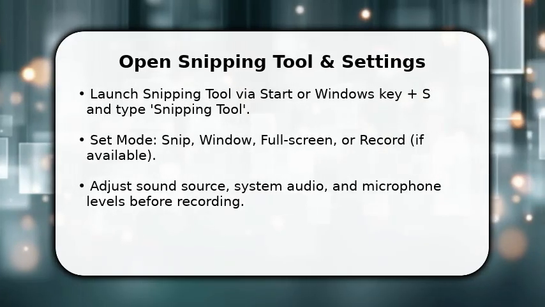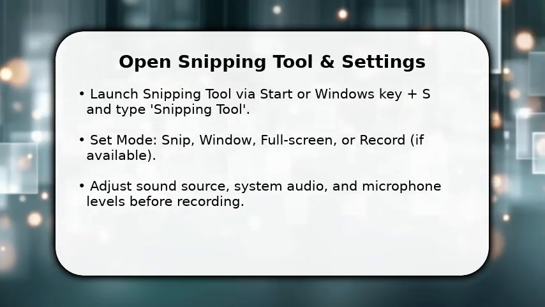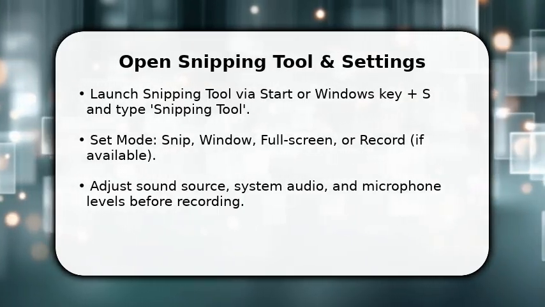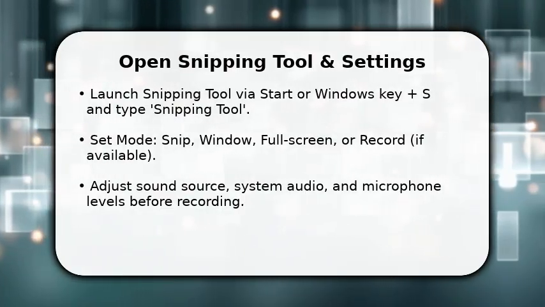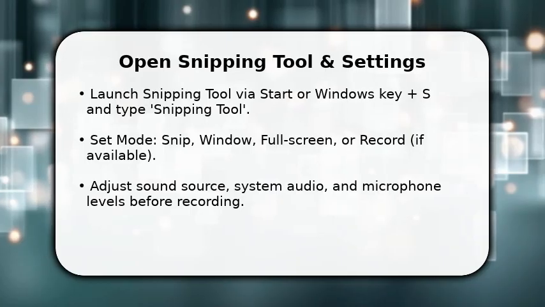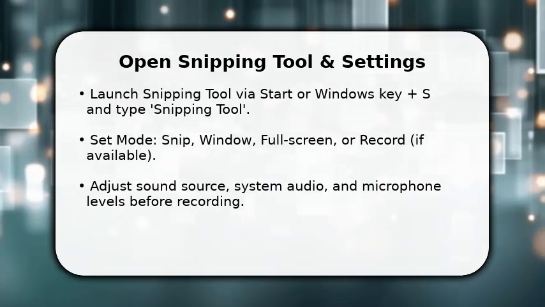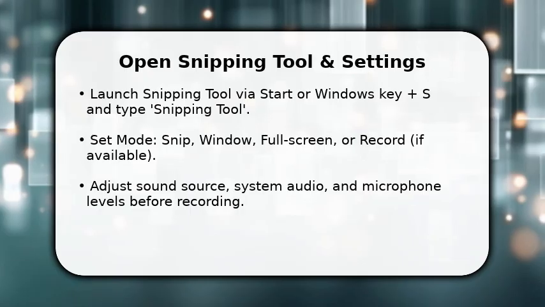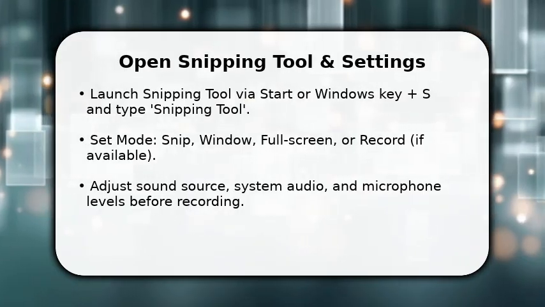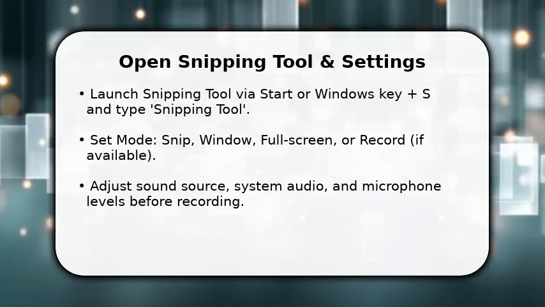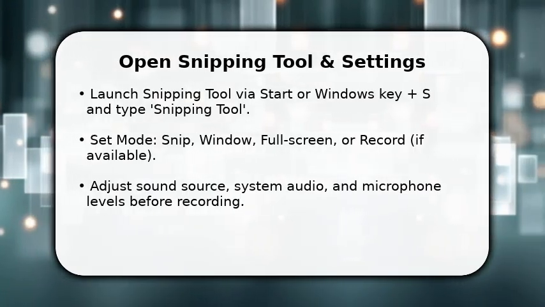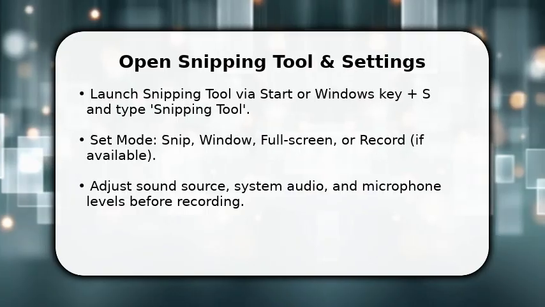You start by opening the Snipping Tool and going straight to Mode and Settings. Choose Record if your version supports it. Make sure your microphone and system audio are selected and at sensible levels so sound is captured cleanly. Once done, pick the capture area type you need: full screen for demos, window for app-focused clips, or custom for part of the screen. This gets you recording ready quickly without extra setup steps or delays.